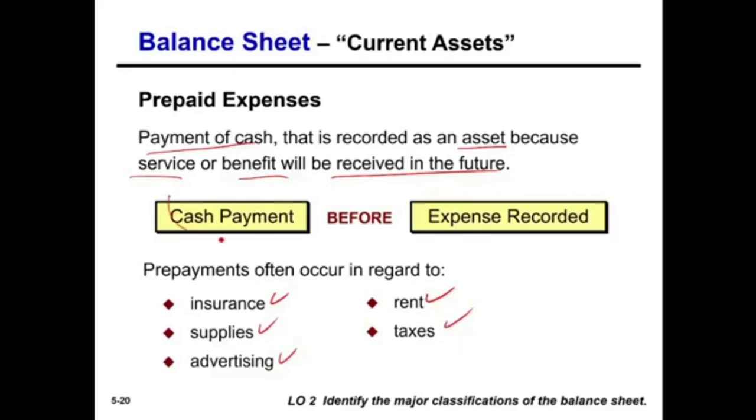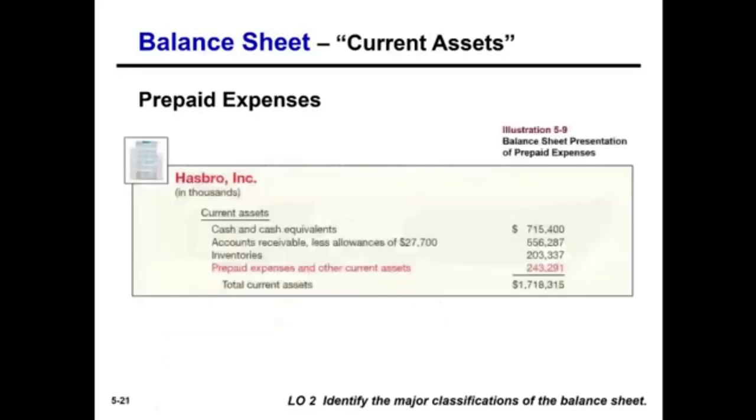So every time you make a cash payment before you expense it, because remember, you have to record the expenses in the appropriate period. If you paid any expense before that expense is supposed to be incurred, you just keep it as a prepaid expense. Let's take a look at a balance sheet that shows prepaid expenses. Here's prepaid expenses and other current assets. They blend them all together, and usually there's not much to it.